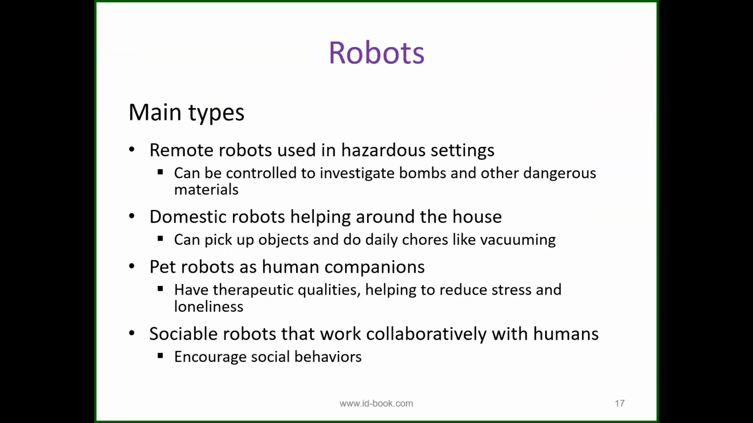Now we talk about the robots. Remote robots. Robots are used in many places, right? Especially in places where there is danger in the form of hazardous settings. Remote robots can be controlled to investigate bombs and other dangerous material. Domestic robots can help people with the daily chores in the house. Pet robots can give company to human beings, and social robots can work collaboratively with humans and encourage social behaviors.